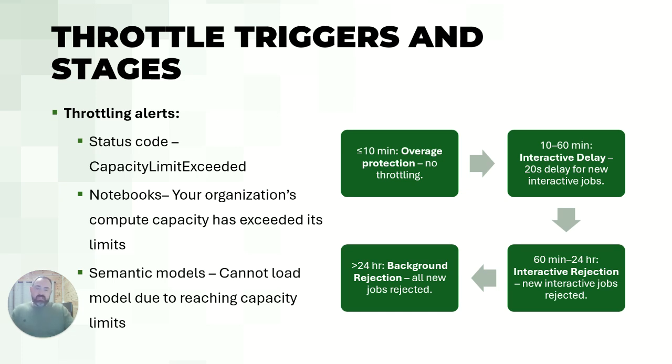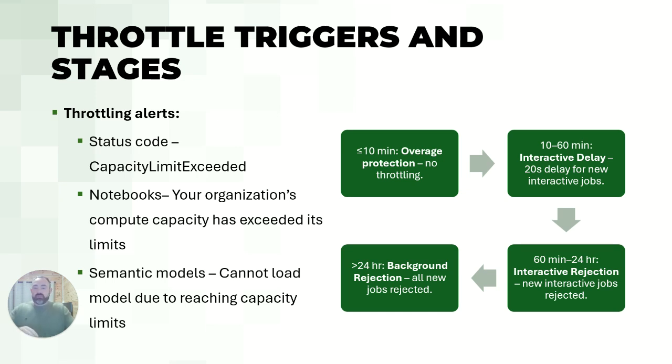So your users will see a 20-second delay when opening a report. If it's between 60 minutes and 24 hours, we get interactive rejection. So new interactive jobs are rejected, people can't start, and they won't be able to see the reports. And if it's over 24 hours, the background jobs will start to get rejected.